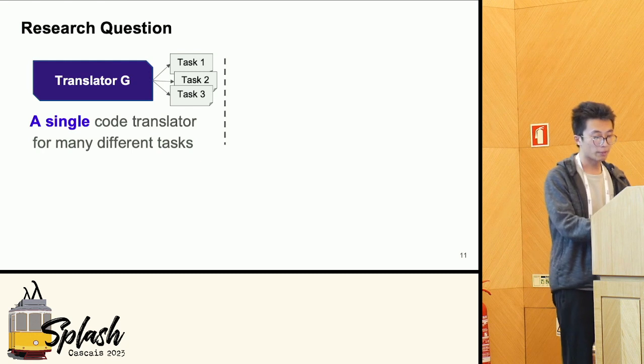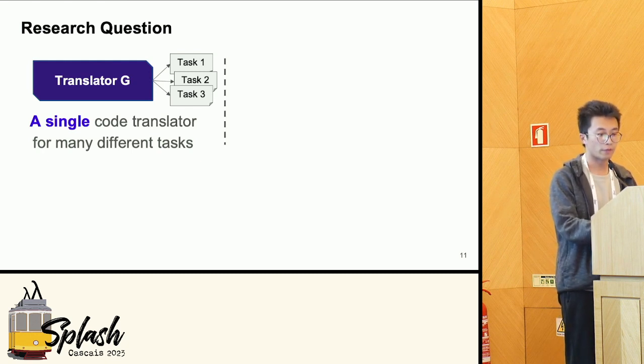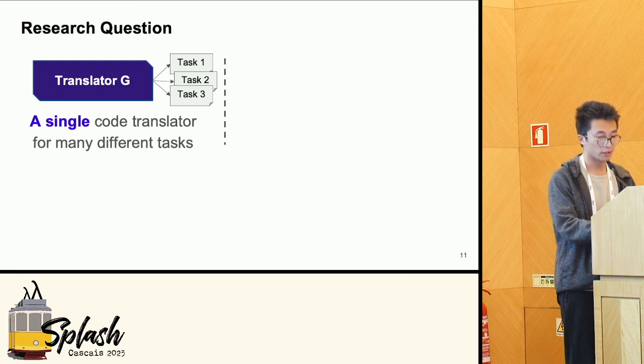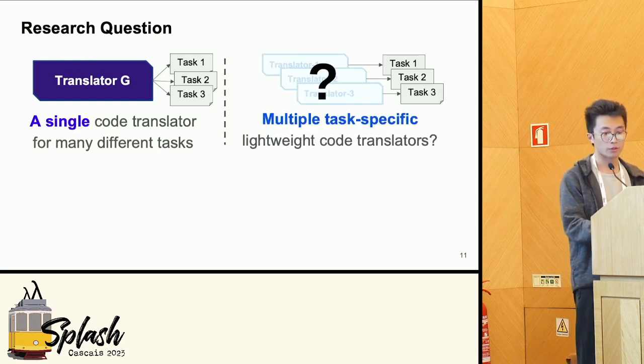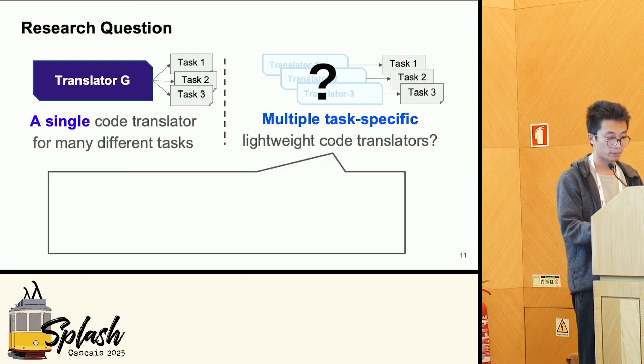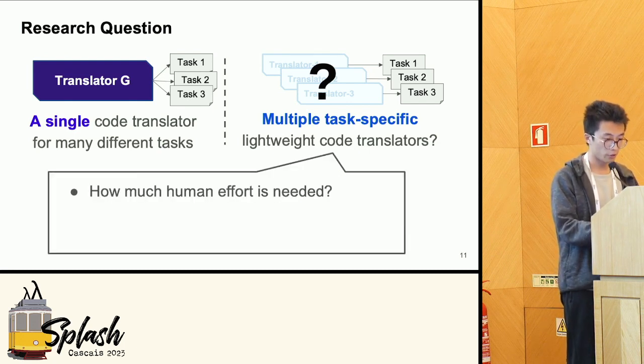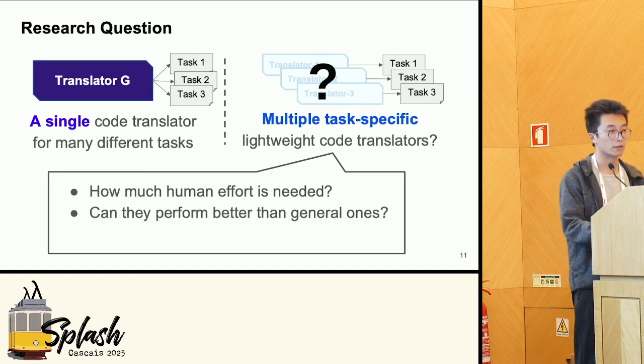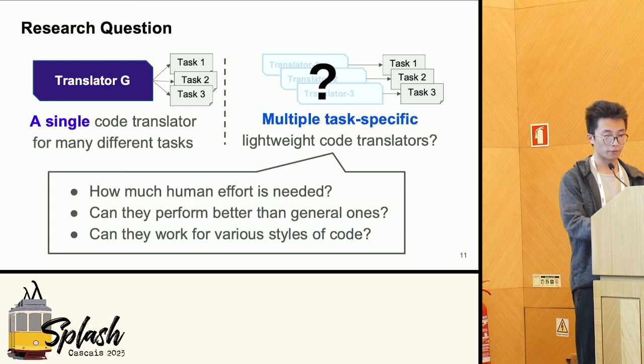Thus, maybe a better solution to code migration is to find better ways to build specialized code translators. For example, instead of building one translator G trying to solve all the translation tasks, can we build specialized code translators with low cost that perform well on specific tasks? So here we have several research questions. First, how much human effort is needed? Second, can they perform better than general translators? And third, can they work for various styles of code?